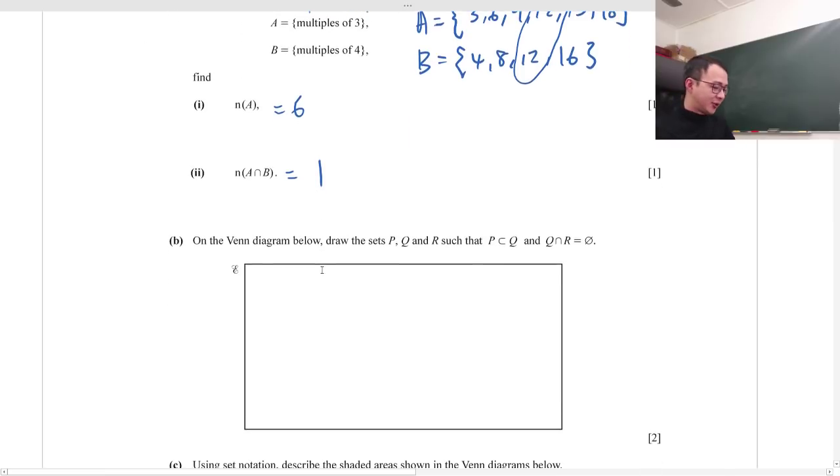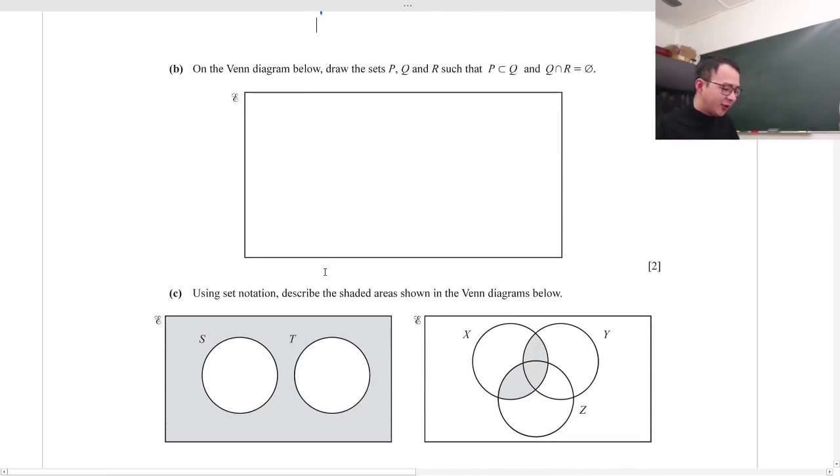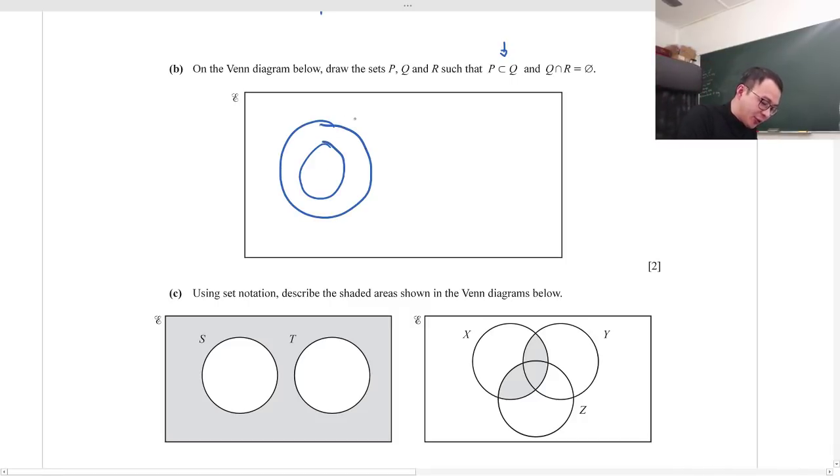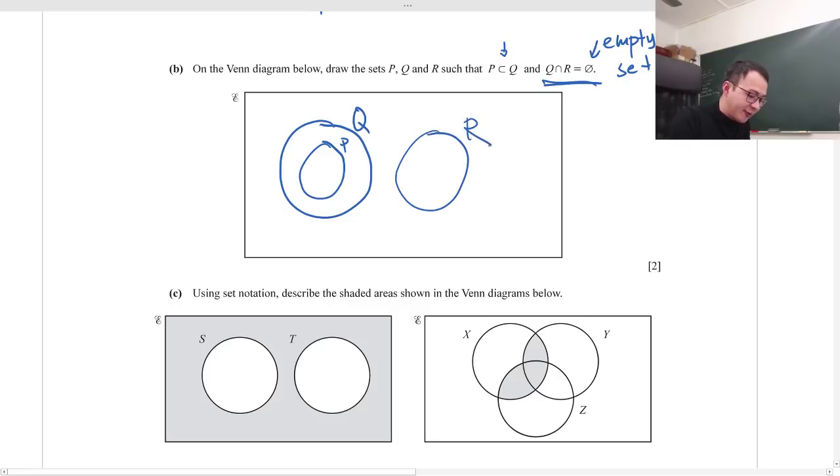Quite simple. Okay, on the Venn diagram below, draw the sets P, Q, R, and P is a subset of Q. What does subset mean? Subset basically means P is inside Q. That means Q will be outside of P. So this is how we show P is a subset of Q. Then another piece of information: this one is the empty set. Empty set means they do not intersect each other. So Q and R do not intersect, which means R must be somewhere here. Just like that. It's quite simple.